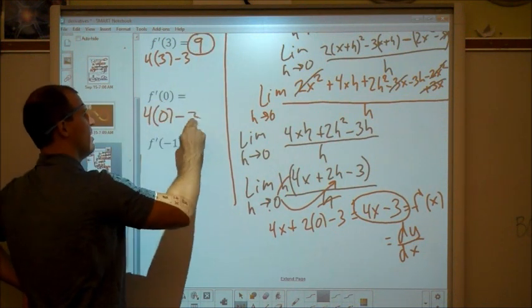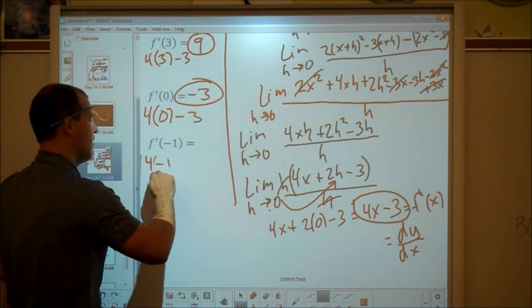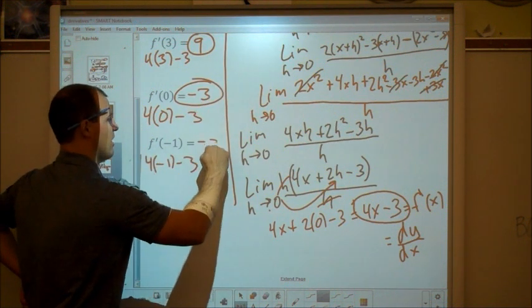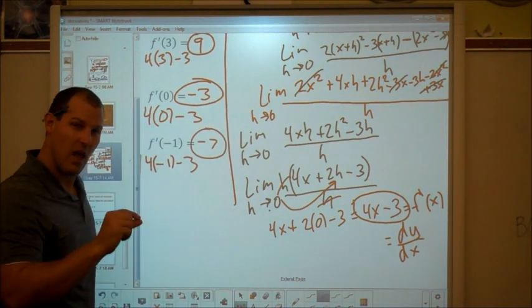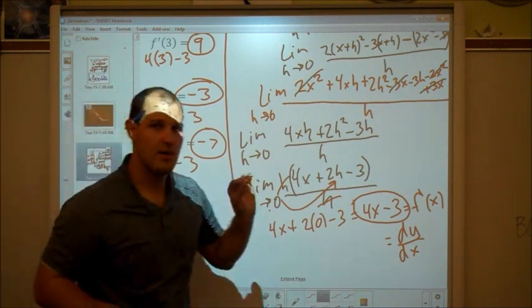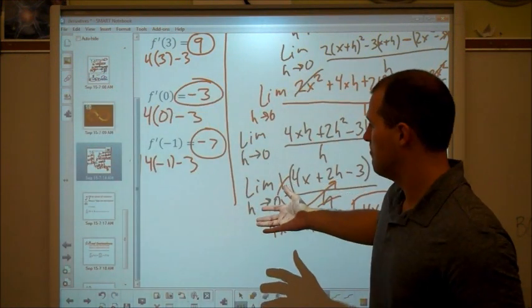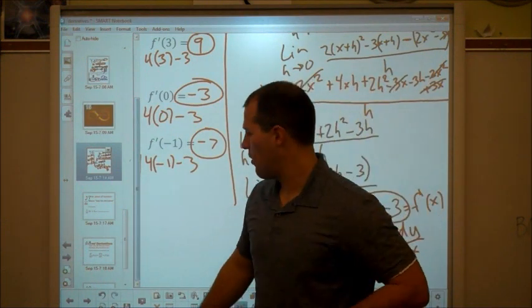Let's plug in a 0. 4 times 0 minus 3, pretty easy. That's negative 3. And a negative 1. 4 times negative 1 minus 3, that's negative 7. See how quick those are? They're a lot easier now if we're asked multiple questions, or if we're asked about the slope at multiple different x values in our function. There they are.